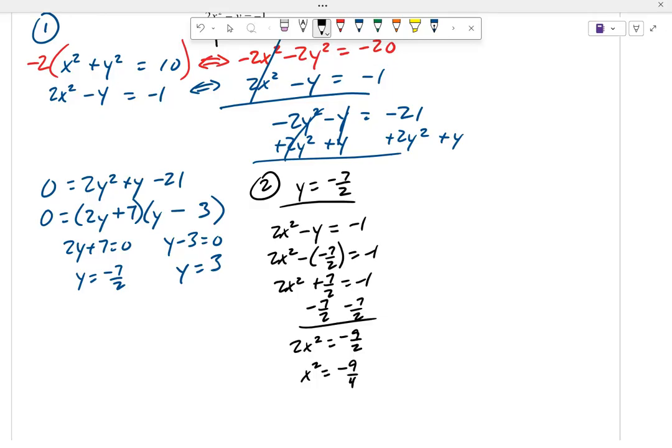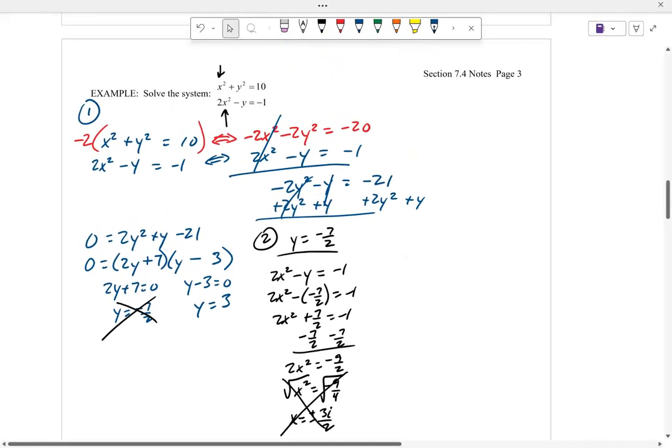Now let's think about that for a minute. Will I ever have an x value that, when squared, gives me a negative 9/4? Hopefully you say, no, that doesn't work. Not in the real numbers, right? This would be plus minus 3i over 2. We're not working in the imaginary numbers for this. We're staying in the real numbers. So I'm just going to throw out negative 7 halves.